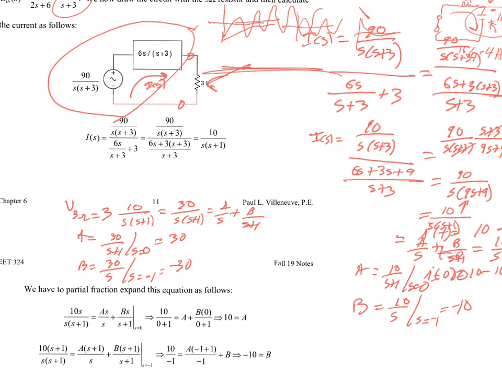So my V3 ohm is going to be equal to 30 over S minus 30 over S plus 1. And V3 ohm in the time domain is equal to 30 minus 30 e to the minus t. Is that correct?